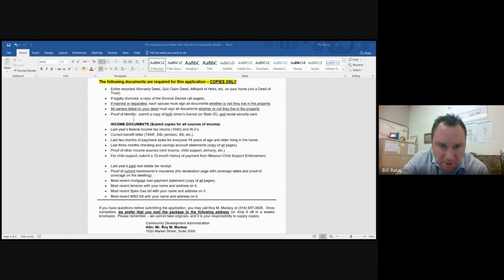Your last year's federal income tax return, and simply where you get those is from your tax preparer. So if for some reason you didn't maintain a copy, you can get those through H&R Block or whoever prepared your taxes. If you did them yourself, like through TurboTax or some other program, generally you can access that and print off a copy of that.